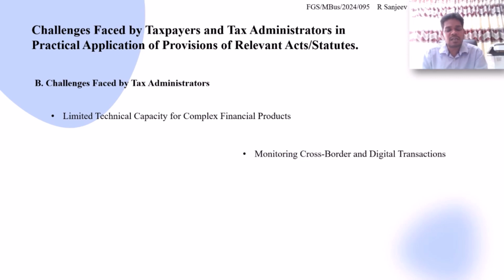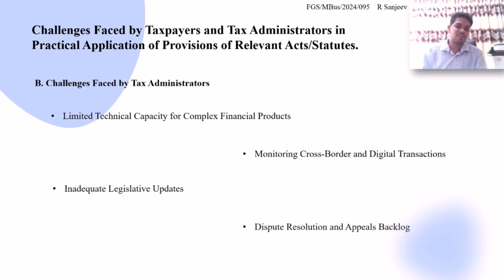Second one is monitoring cross-border and digital transactions. Difficulty in tracking foreign-sourced income, digital service fees, and online interest payments, and a lack of an integrated data system to verify cross-border income and tax residency effectively. Third one is inadequate legislative update. The pace of legislative reform is slow compared to innovation in the banking sector. Administrators struggle to apply outdated provisions to modern financial instruments and delivery channels.